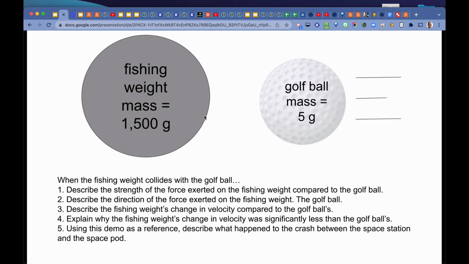So, when the golf ball collides with the fishing weight, they both experience the same strength force. The fishing weight is to the left, the golf ball is to the right. The change of velocity is different for each one because the mass of the golf ball is 5 grams. It's much less than the fishing weight, so its change of velocity is much greater than the fishing weight. The fishing weight's change of velocity is not much at all.